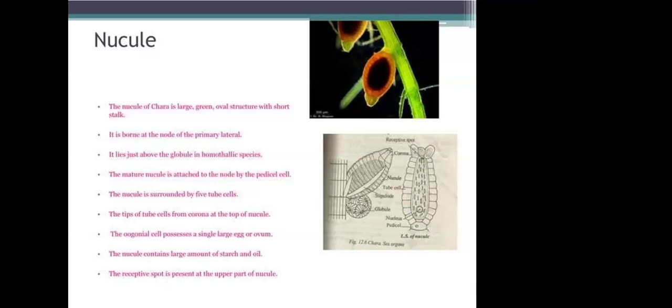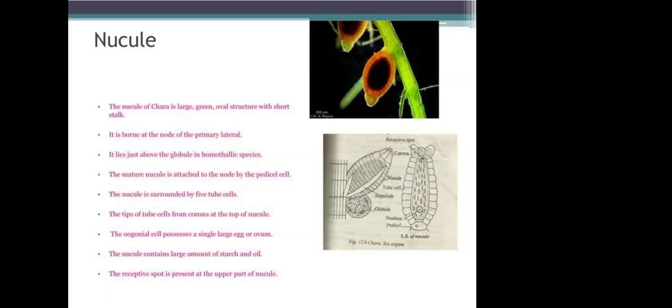The second one is the oogonium. Upper to the stalk cells is the oogonium. The upper part of the stalk cell is a very much elongated structure called the oogonium. Its contents are transformed into a single large uninucleated egg. Only one nucleus is there. See, a single uninucleate egg is there. Another part is the tube cells.